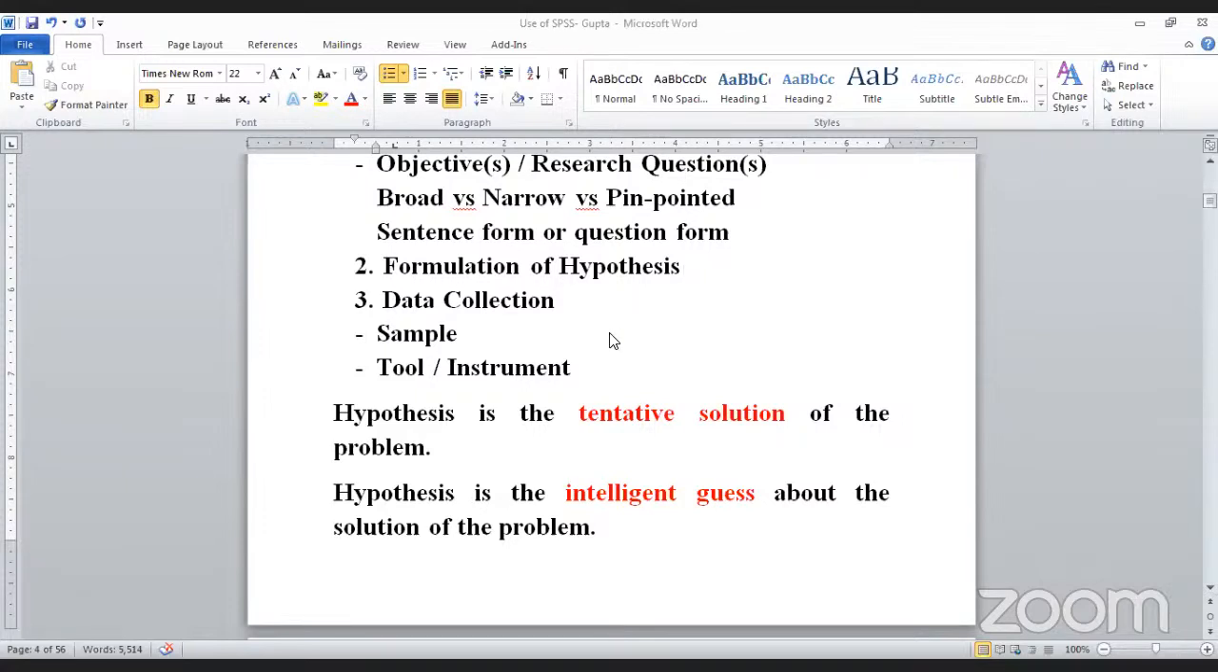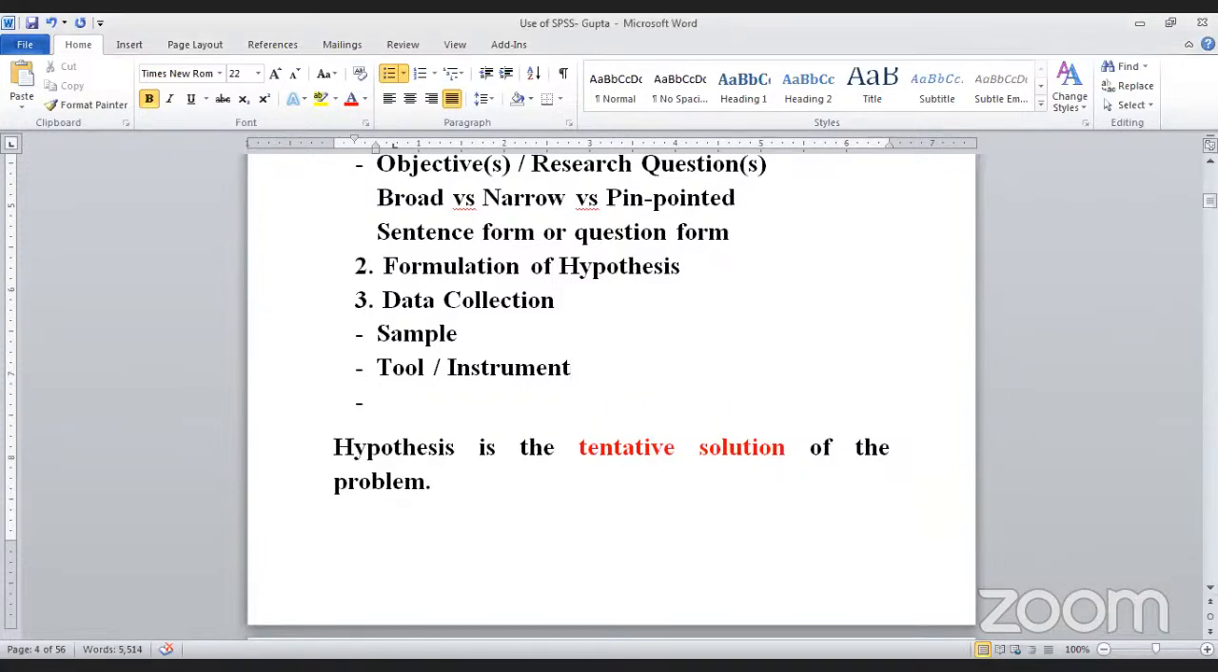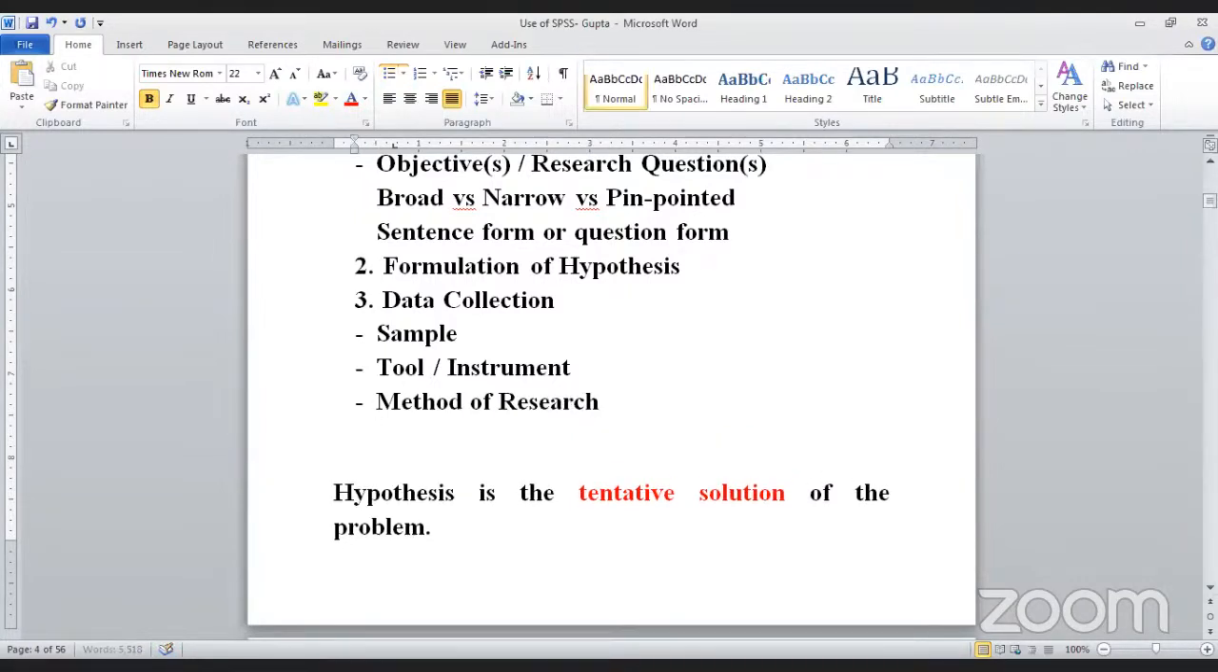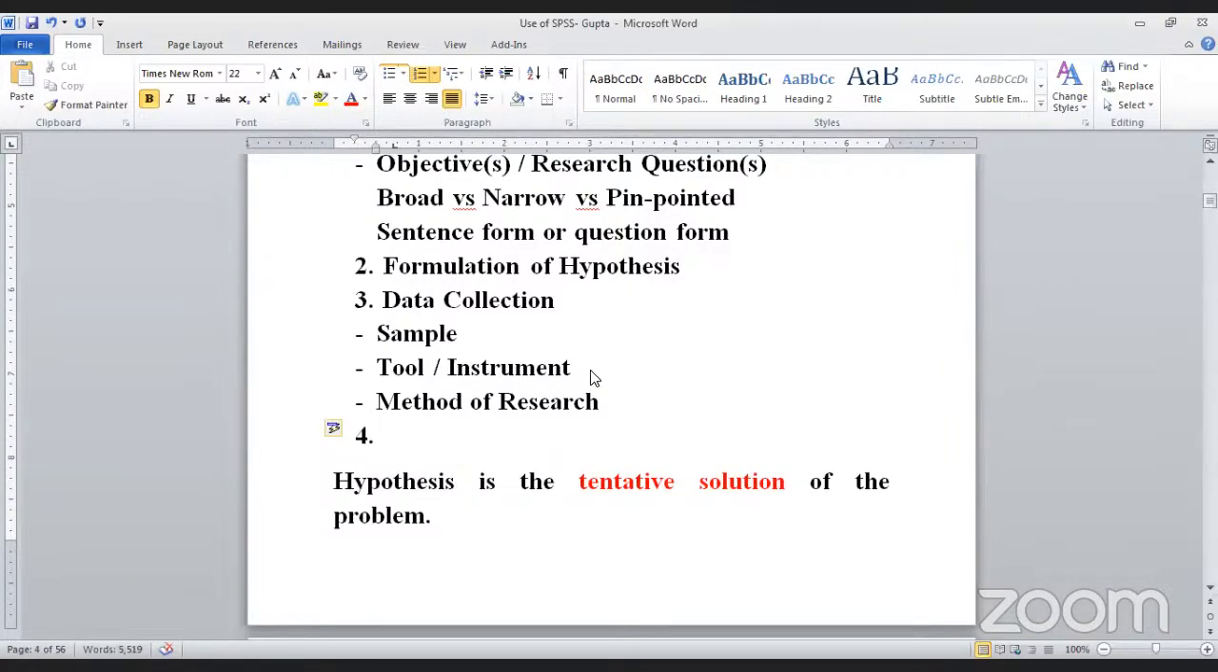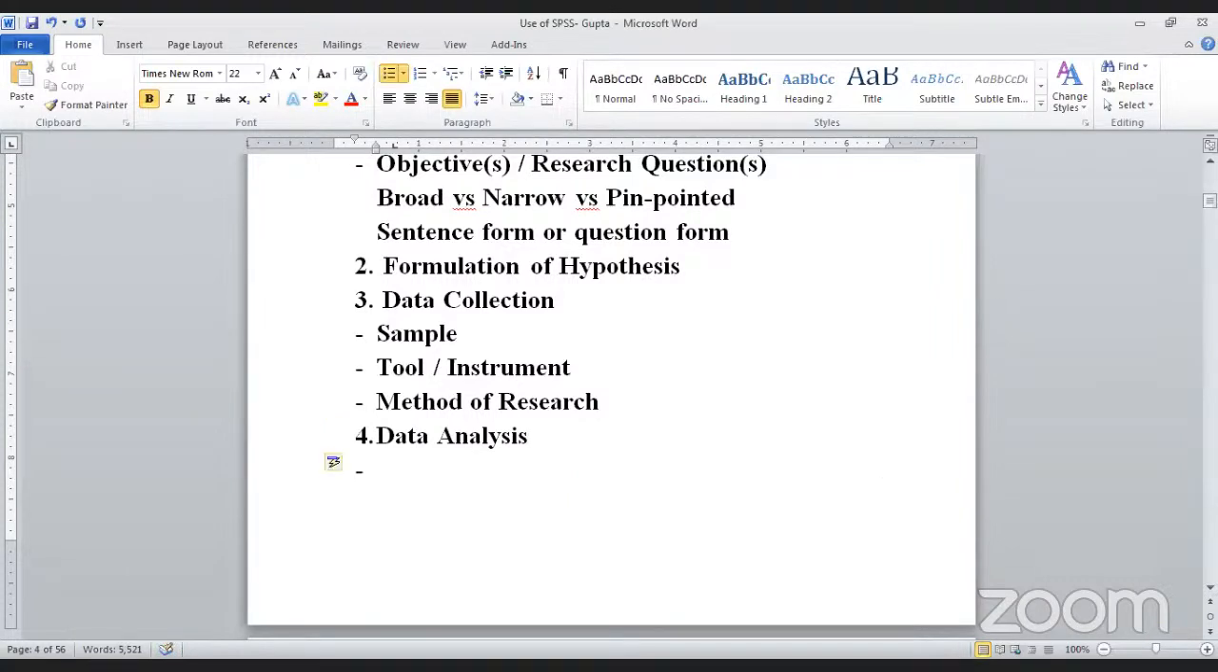Then you can decide the tool or the instrument, and then you must know your method of research. Now, once you have collected your data, then it will be the data analysis. And my dear friend, you will have two types of data. One is qualitative data. Another will be quantitative data.